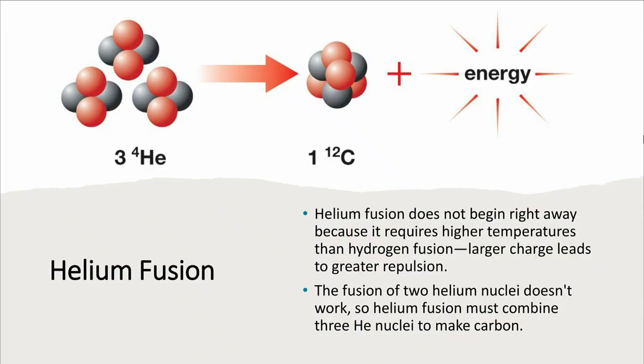And part of the reason you need such a high temperature is these helium nuclei have a positive 2 charge, so it has double the charge of a hydrogen nucleus, and so you need a lot higher temperature to overcome the repulsive force of all these positive charges. But if your star is massive enough, it will overcome that and start to do helium fusion in its core.